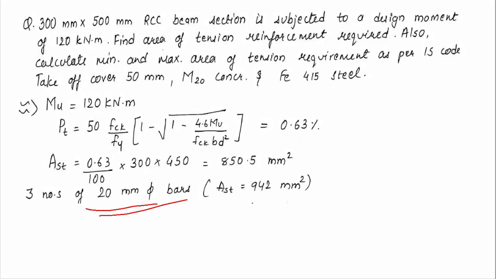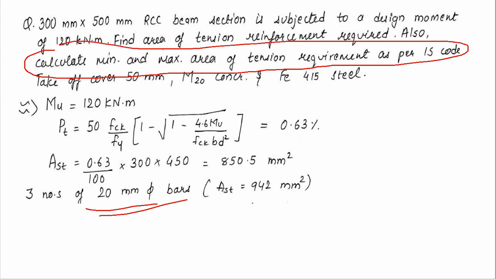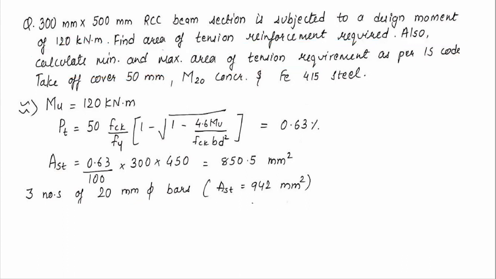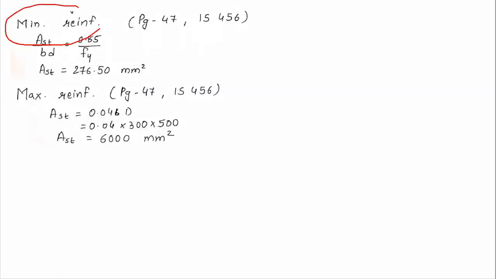Now moving forward, we have been asked to calculate minimum and maximum area of tension reinforcement as per IS code. That means minimum AST and maximum AST as per IS code. So this is something new we will be referring to. The minimum reinforcement and the maximum reinforcement both are given on the same page but in different formats. So first of all, pause this video and move on to page number 46 of your IS code.